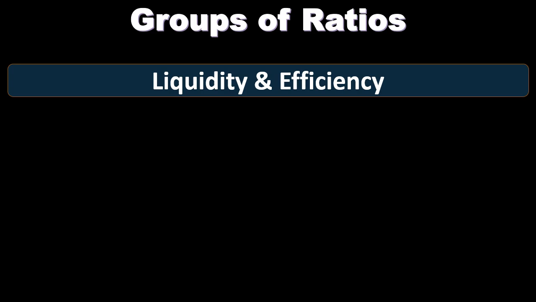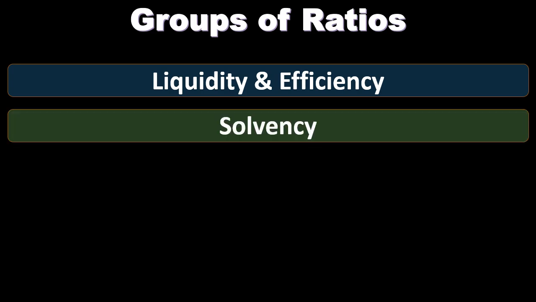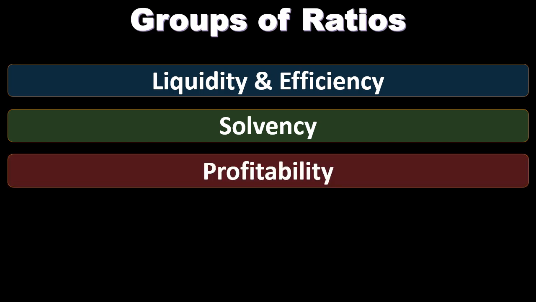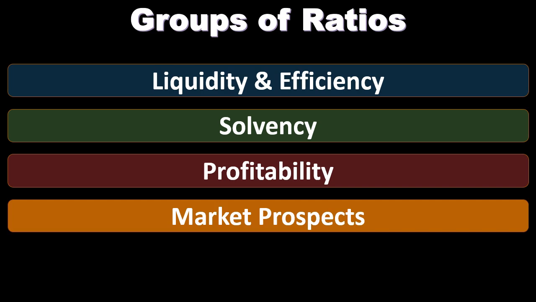In other words, if they're able to pay off their short-term debts, we're considering that they will remain in business and aren't in trouble of going out of business or having bankruptcy problems. Those are some of the questions that we'll be considering when considering the liquidity and efficiency type ratios. Now, other ratios will include solvency ratios. So we're going to have groupings of other ratios into solvency ratios, profitability ratios, and market prospect ratios.